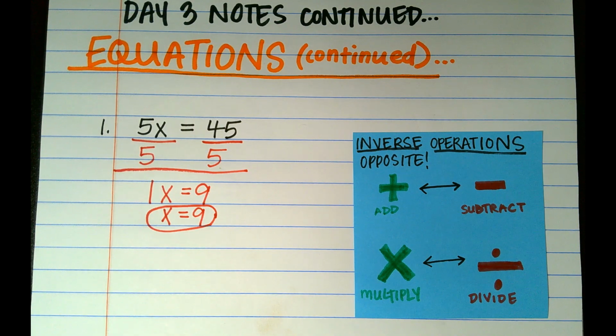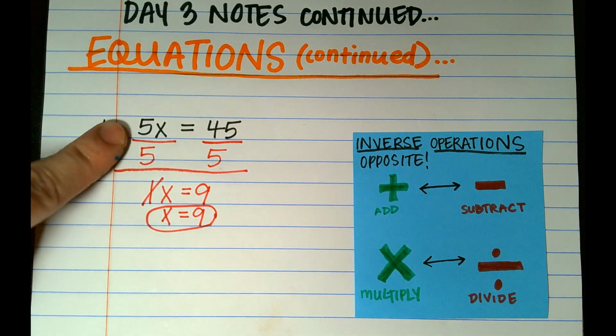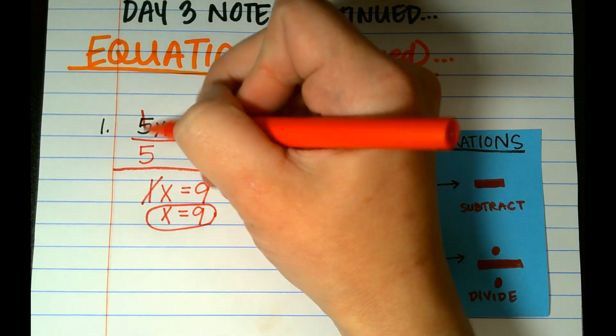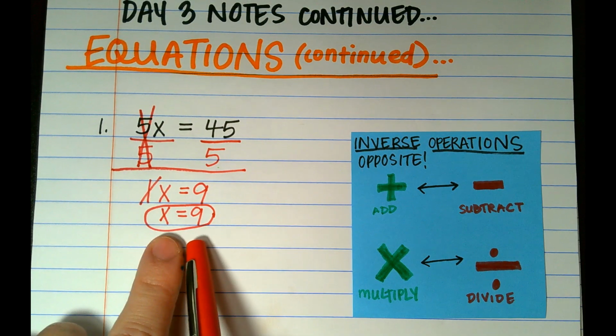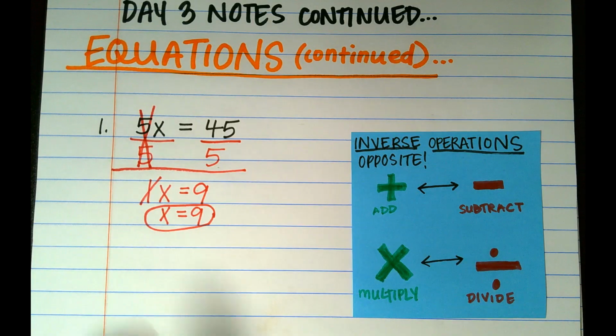1x just means x. You don't need it. So really what happened here, when you divided by 5, the 5's cancel. And you get x equals 9. And we can check this one too.